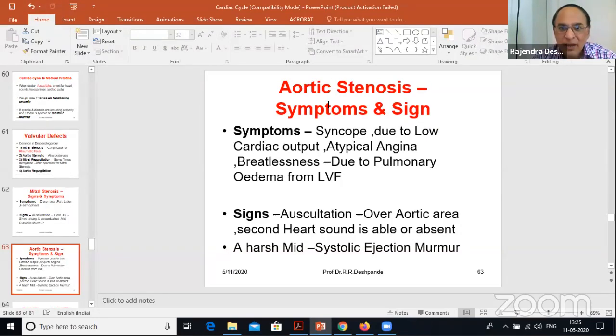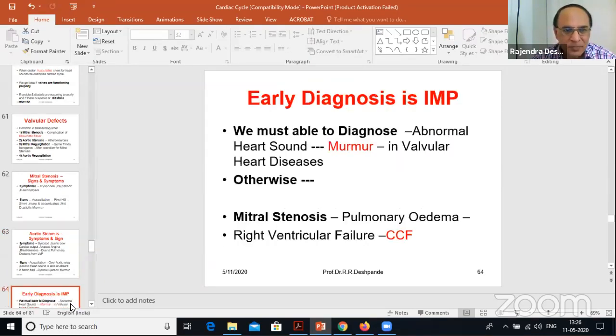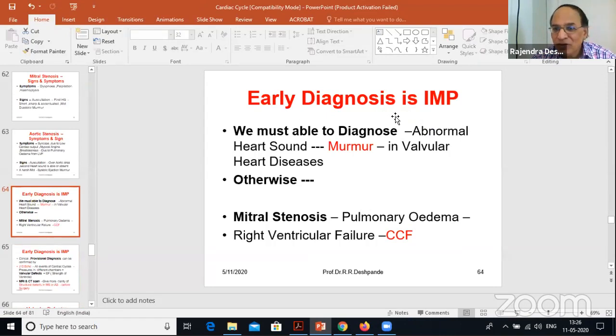Aortic stenosis, as the aorta cannot throw the blood fully, so syncope will be there due to the low cardiac output, atypical angina. Angina is a pain, okay? Next, early diagnosis is important.